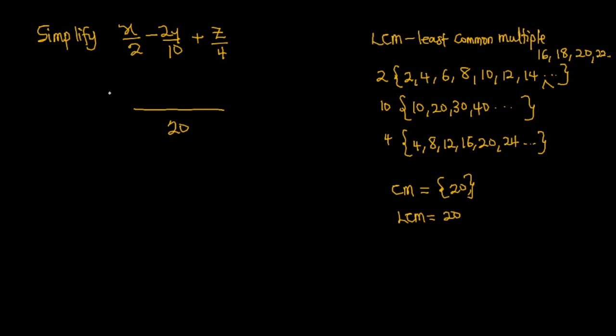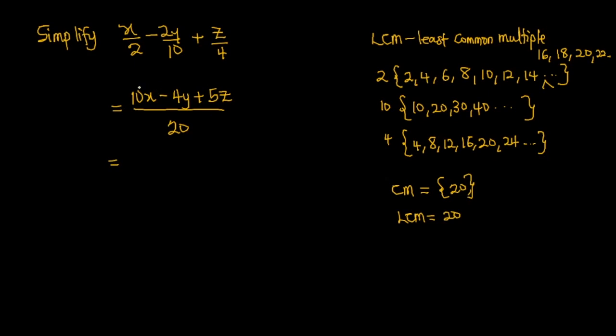We take the denominator 2. How many times will 2 go into 20? It will go 10 times. We use the 10 to multiply the numerator, so we get 10x. Then minus: 10 will go into 20 2 times, and we use that 2 to multiply the 2y, so we get 4y. Plus: 4 will go into 20 5 times, so we use that 5 to multiply the z, and we get 5z.